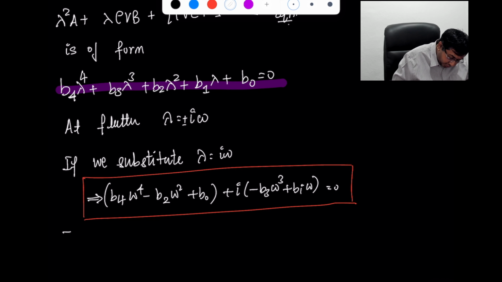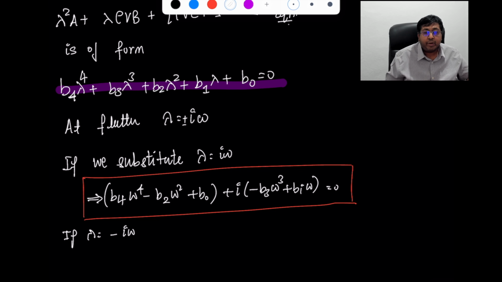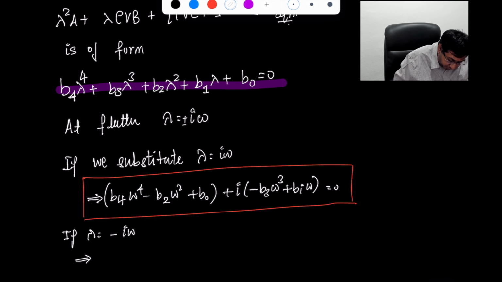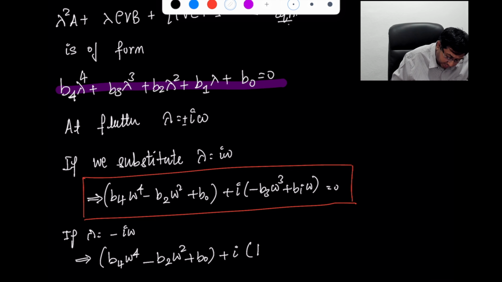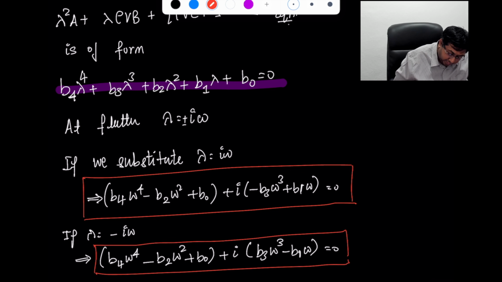Similarly, I can substitute if lambda is minus i omega. If it was minus i omega, then I would have b4 omega to the power of 4 minus b2 omega square plus b naught, plus i into b3 omega cube minus b1 omega equal to 0. So again, we can just put a box here. Let us call these equations 1 and 2.